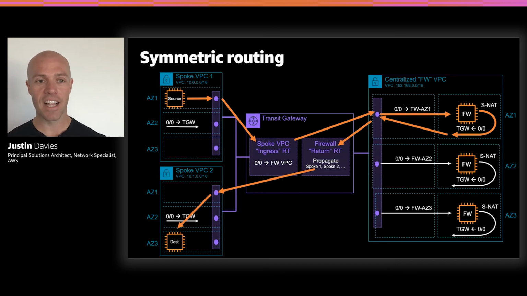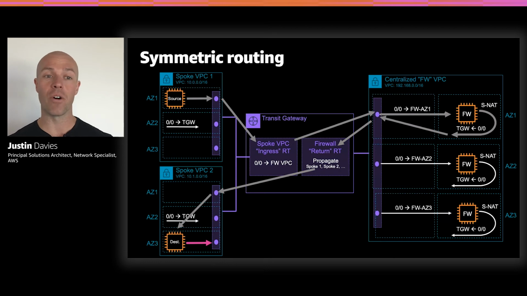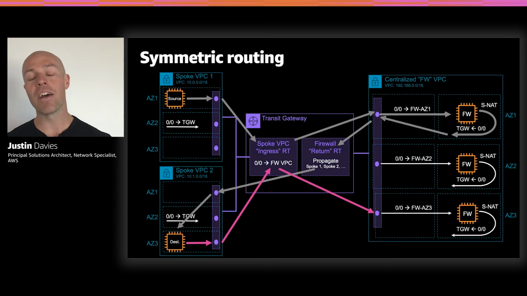On the reply, things change. I now go to the transit gateway attachment in AZ3, and on to the centralized firewall VPC in AZ3. Now I have two choices. I could have all transit gateway attachments have a routing rule that forces all traffic, regardless of AZ, to the same firewall in a single availability zone. Or have a subnet and unique routing table per availability zone that forces traffic to the local firewall.